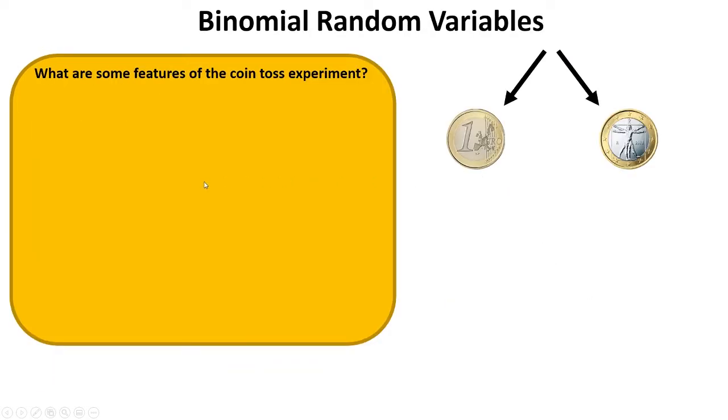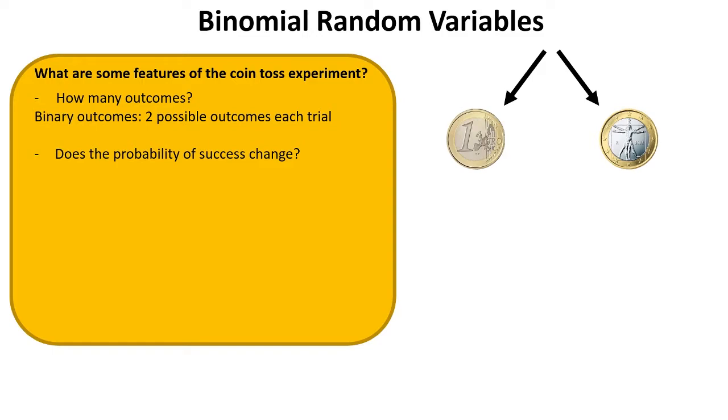Okay, so what are some features of this coin toss experiment? How many outcomes do we have? Well, it's a binary outcome. There are 2 possible outcomes for each trial. Does the probability of success change? No, the probability of flipping a heads was the same each time.